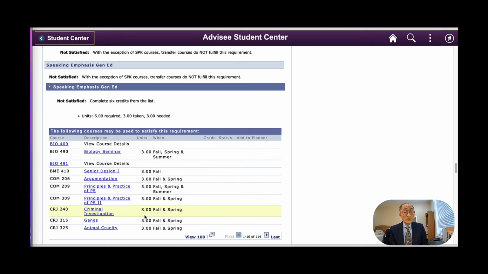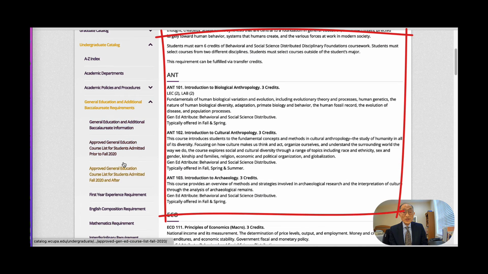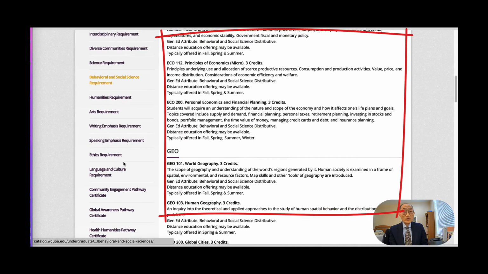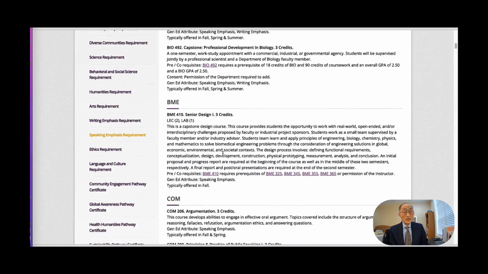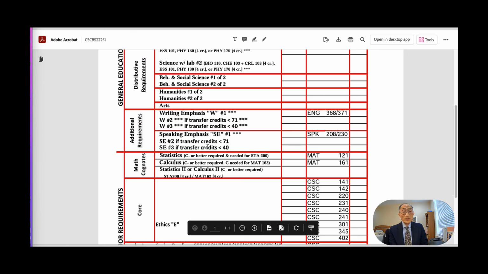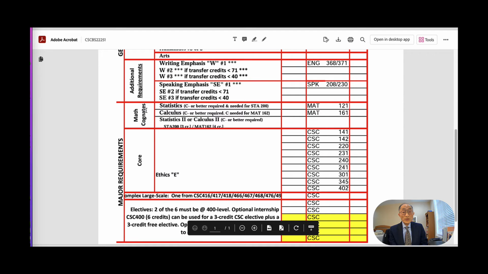And what courses are qualified to become speaking emphasis? Here is only the first 10 courses. And if you scroll this again and again, you will find more choices. The complete list is again here. You can find a list of courses here. So that's how you read the degree progress report for these two groups.